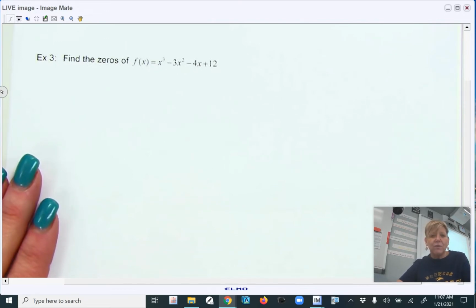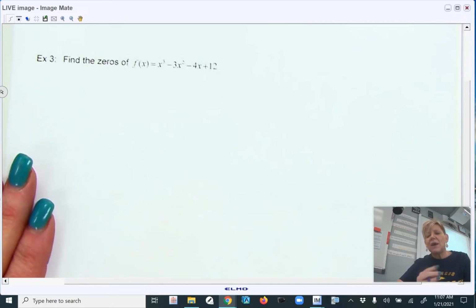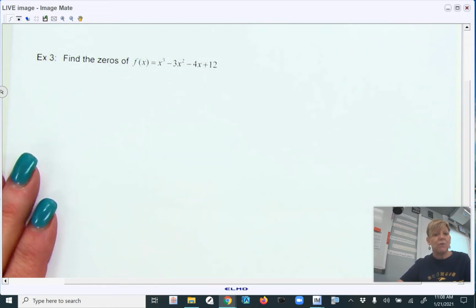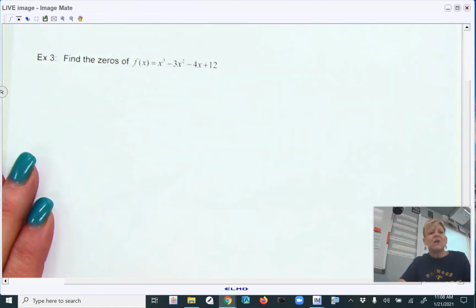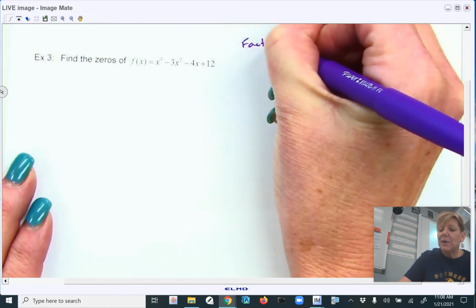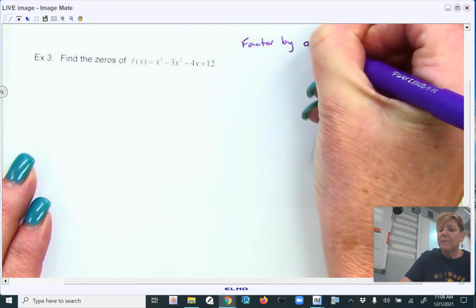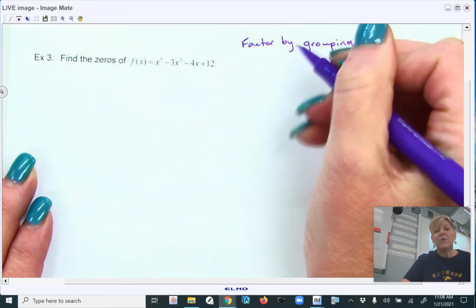And my favorite way to solve a polynomial, if possible, is factoring. And we haven't done this type of factoring since the very first day of chapter 9, so I think it's a good idea that we review it. When it has 4 terms like this, we can try and factor by grouping. I don't know if you remember that. Factor by grouping. And so that is what I am going to do.